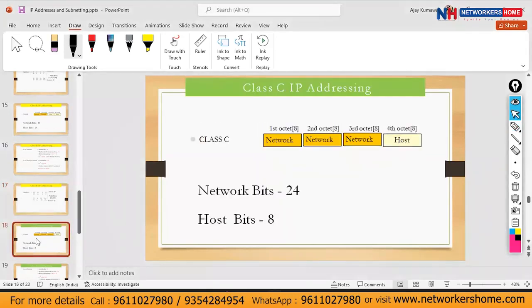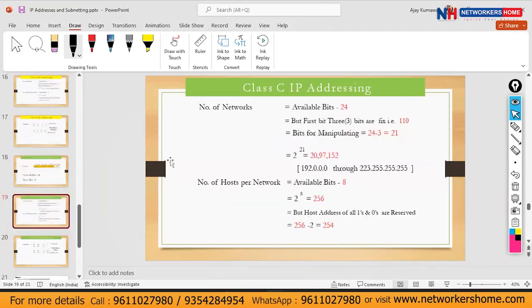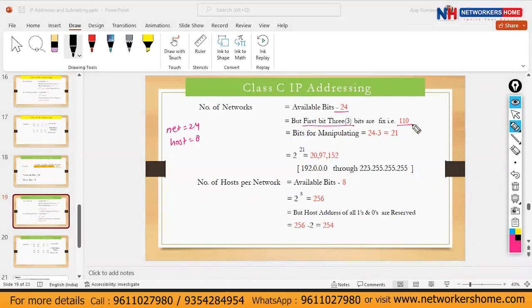Now, in case of class C, we have 24 network bits and host bits are 8. And in case of class C, how many bits did we reserve while dividing the classes? 3 bits. First bit was 1, second bit was 1, third bit was 0. So here your network bits are 24, host bits are 8. So out of 24 bits, first 3 bits were reserved. That is 1, 1, and 0.